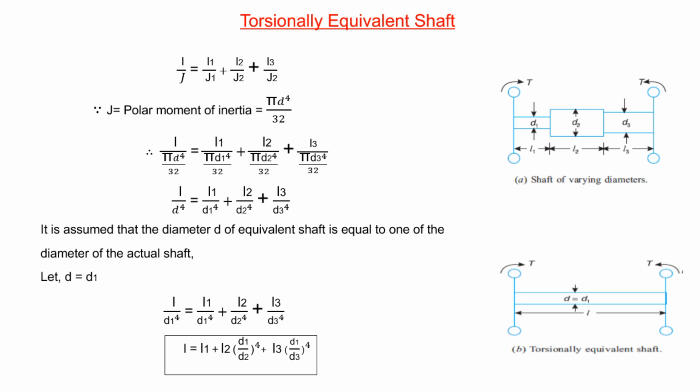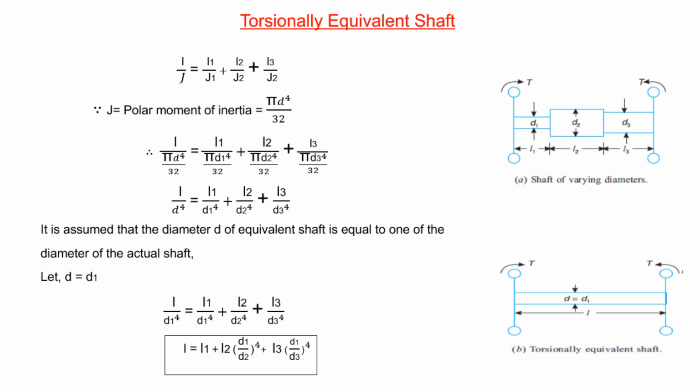Now cancel out the terms which can cancel, that is pi by 32 will get cancelled and remaining will be L by d raised to 4 is equal to L1 by d1 raised to 4 plus L2 by d2 raised to 4 plus L3 by d3 raised to 4. Now it is assumed that the diameter of torsionally equivalent shaft is equal to one of the diameters of the actual shaft. That means in the B diagram, whatever equivalent diameter I have written D, it is equal to D1. That means one of the diameters of the actual shaft. Now you can assume this D is equal to D2 also, or you can assume this D is equal to D3 also. I am assuming this D is equal to D1. Always you can assume this d is equal to d1 also, no problem at all.